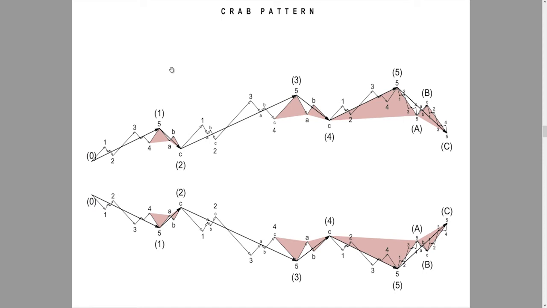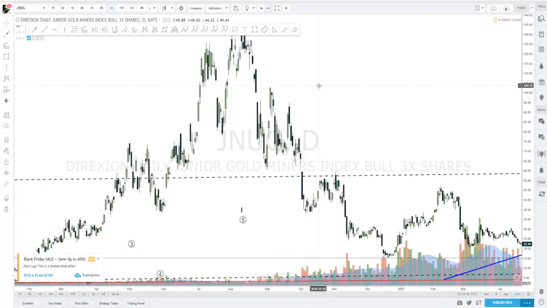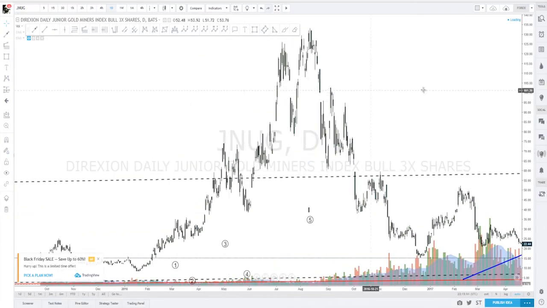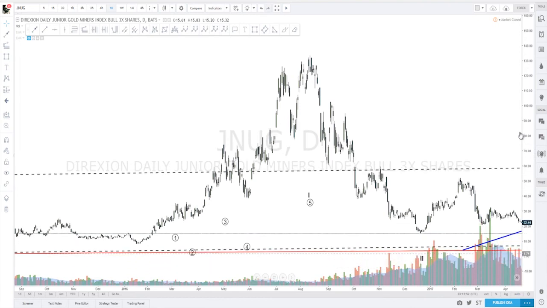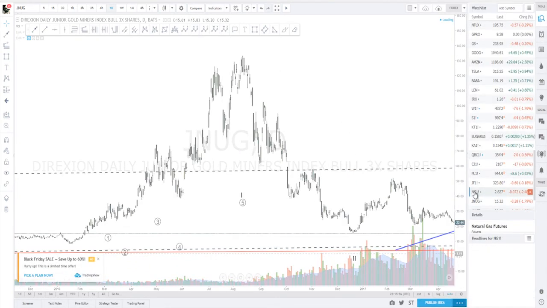Crab patterns also. Here it's not the same pattern, but because the levels might move, you can find it here, you can find it here, where the end point is lower than where was it? Oh, we changed this. Why did I change this? Natural gas.